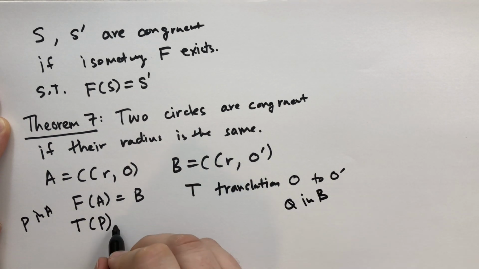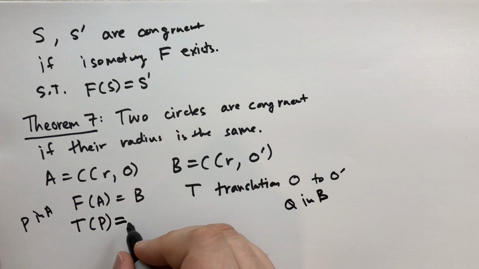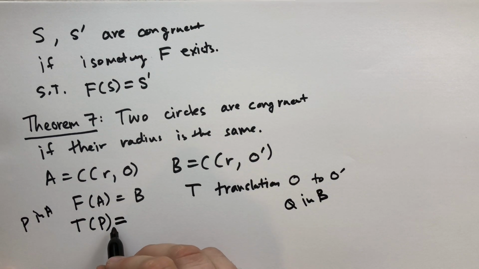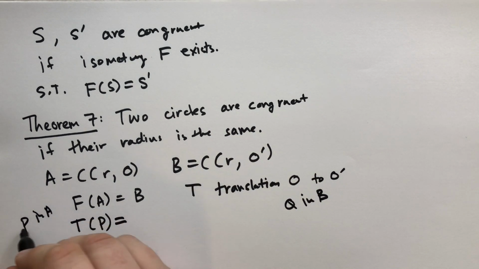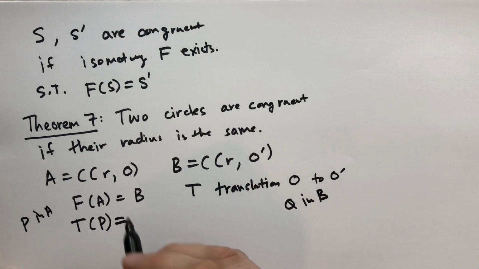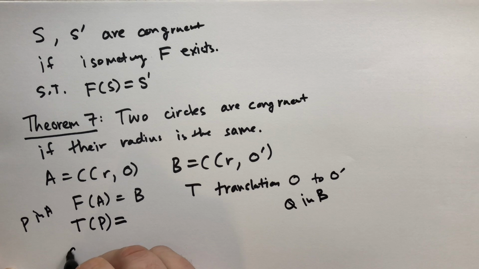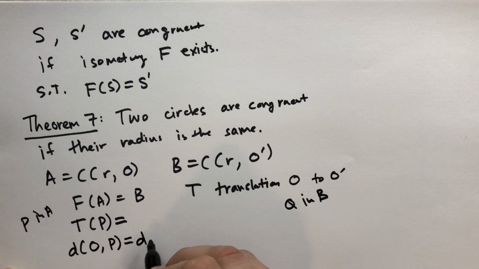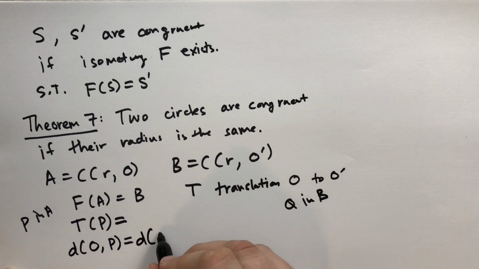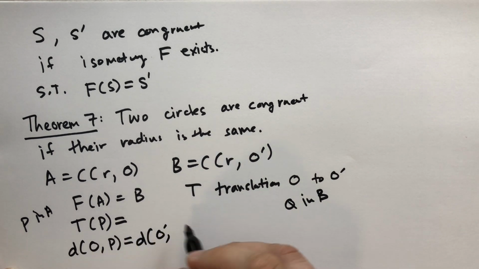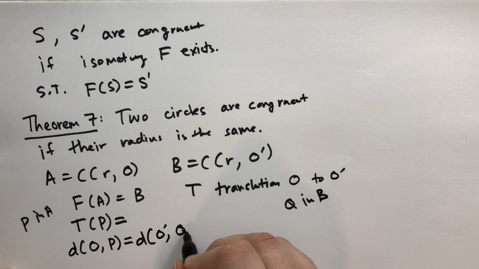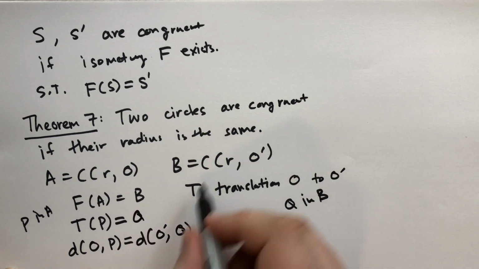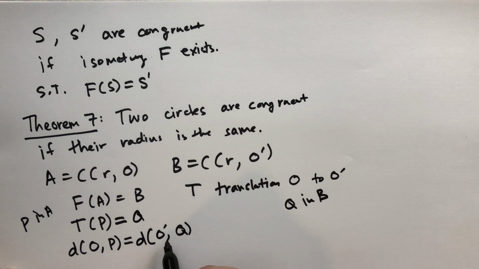Okay? If T of P gives you some point, the question is, does that point, some point P in A, lie in B? And the answer is pretty simple. Let's take a look at the distance from the center O to point P. Because F is an isometry, the distance should be the same, because O is going to go to O prime and P is going to go to some point Q that happens to lie on B. You see the distance is preserved.